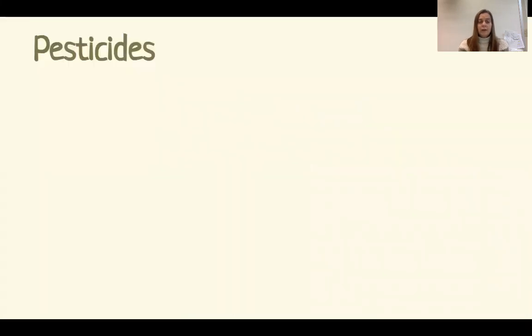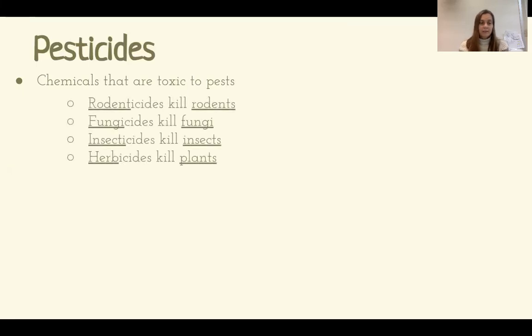So first thing we're going to talk about is pesticides. And pesticides is a really general and broad term. It means anything that affects or kills any sort of a pest. And so these are chemicals that are toxic to those pests. Now we can break pesticides down and we can talk about rodenticides, which kill rodents, fungicides, which kill fungi. We're not just talking about mushrooms here, but also about mold and mildew and other things like blight on plants. Insecticides kill insects and herbicides kill plants.